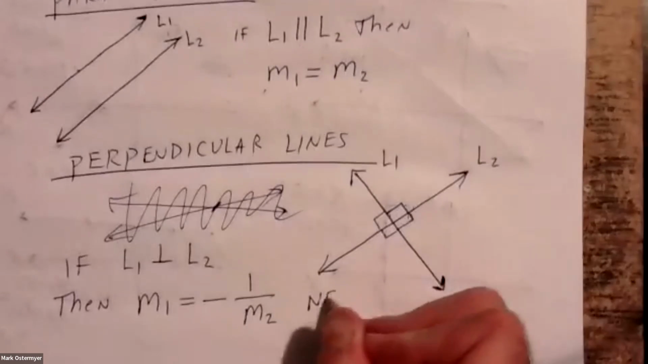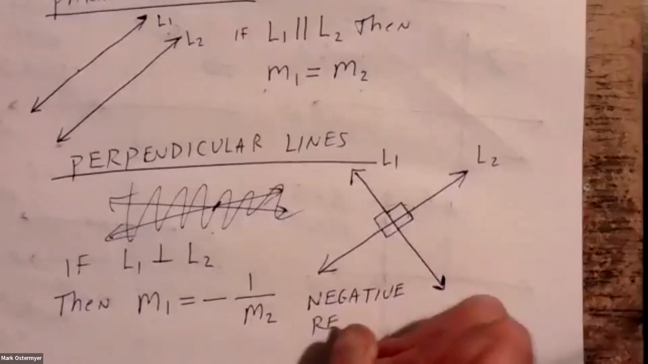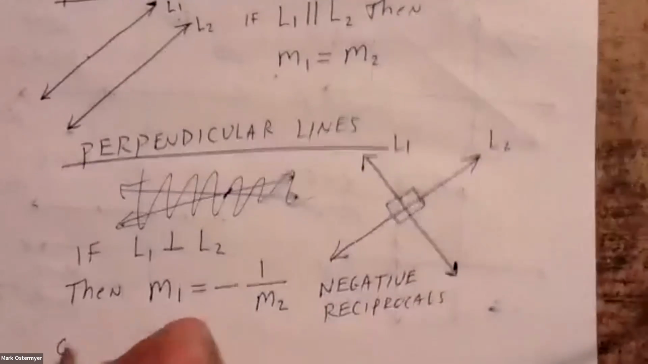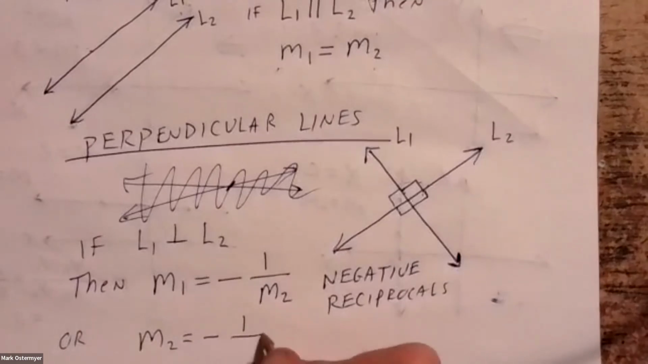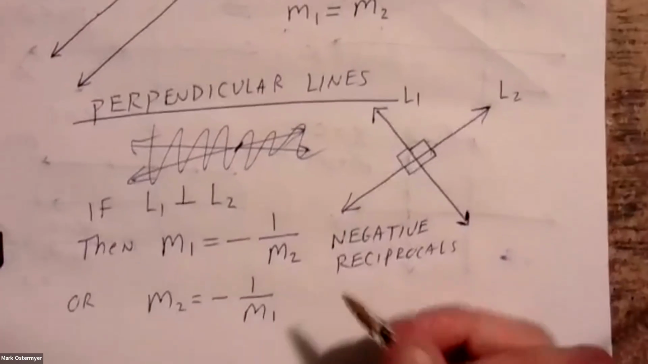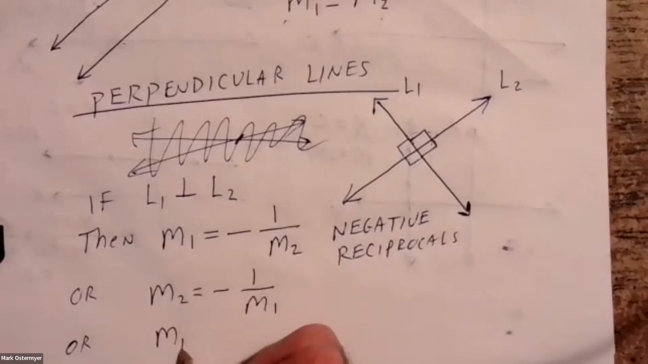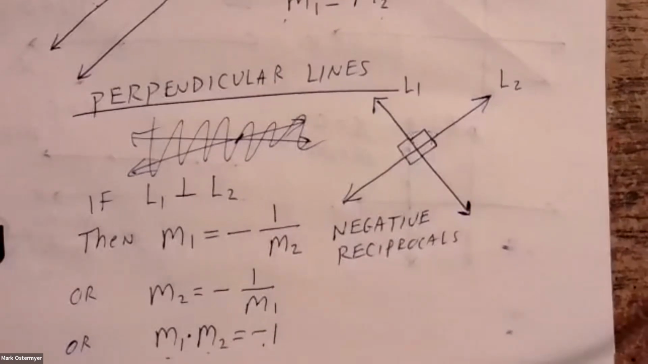Let me write that down. Negative reciprocals. Or you could say just as well that the slope of line 2 is the negative reciprocal of line 1. Or there's another way to say that these slopes are negative reciprocals of each other, is to say that their product always gives you -1. If the product of two slopes is equal to -1, that means they're negative reciprocals of each other. So that's what it means.